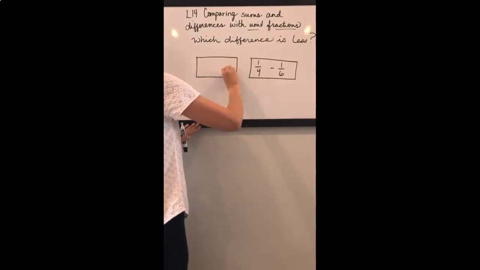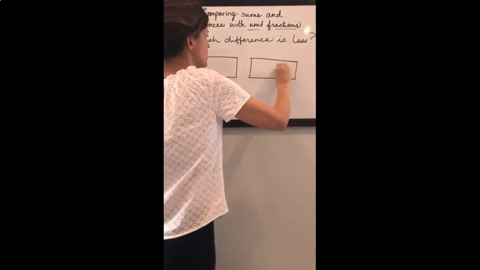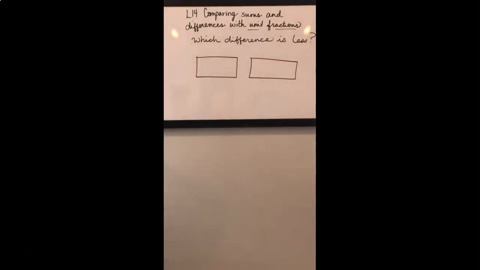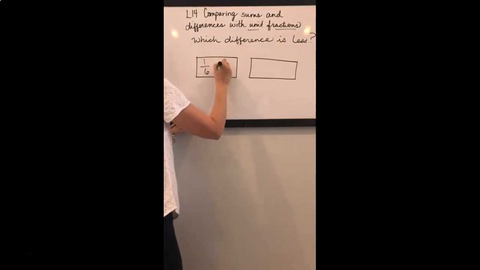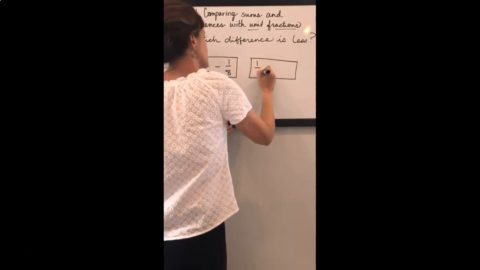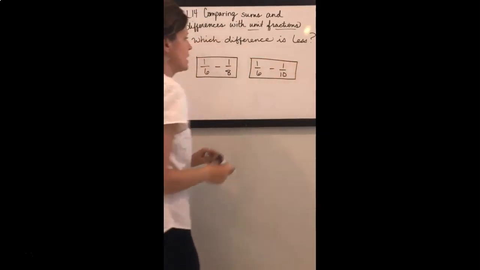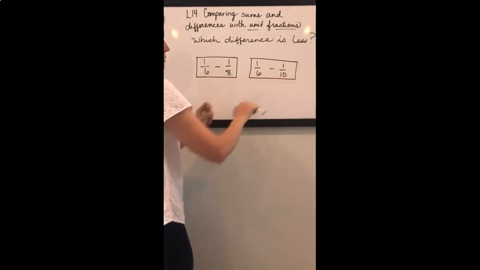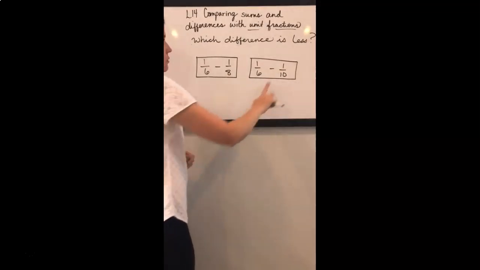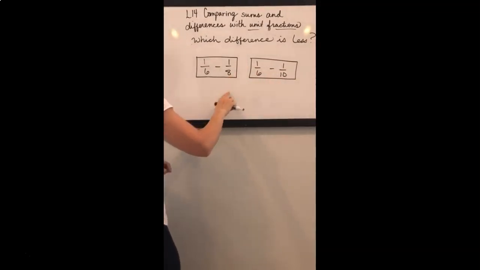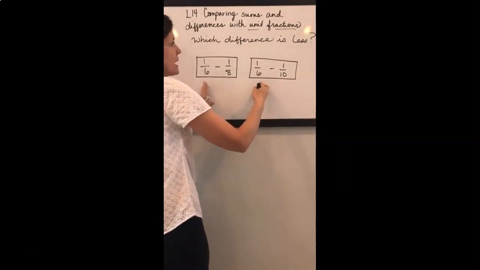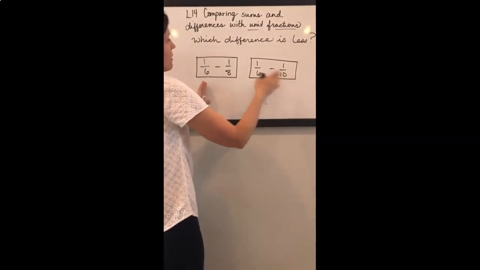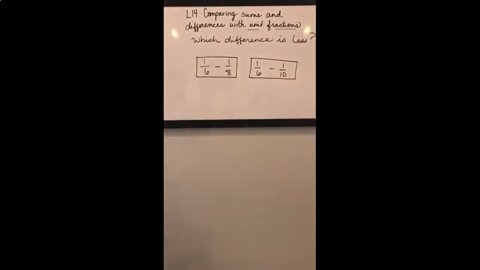I want to give you another one, and then use that strategy of modeling a simpler problem, so that if you are still having trouble seeing that, I can show you. One of your problems is 1/6 minus 1/8, and then 1/6 minus 1/10. You've got the same fraction here, and then you're taking away 1/8 and 1/10. Which fraction is less? 1/10 is smaller than 1/8. So if you've got the same amount and you're taking away a smaller amount here, then which difference is less? The difference that's less is actually here.